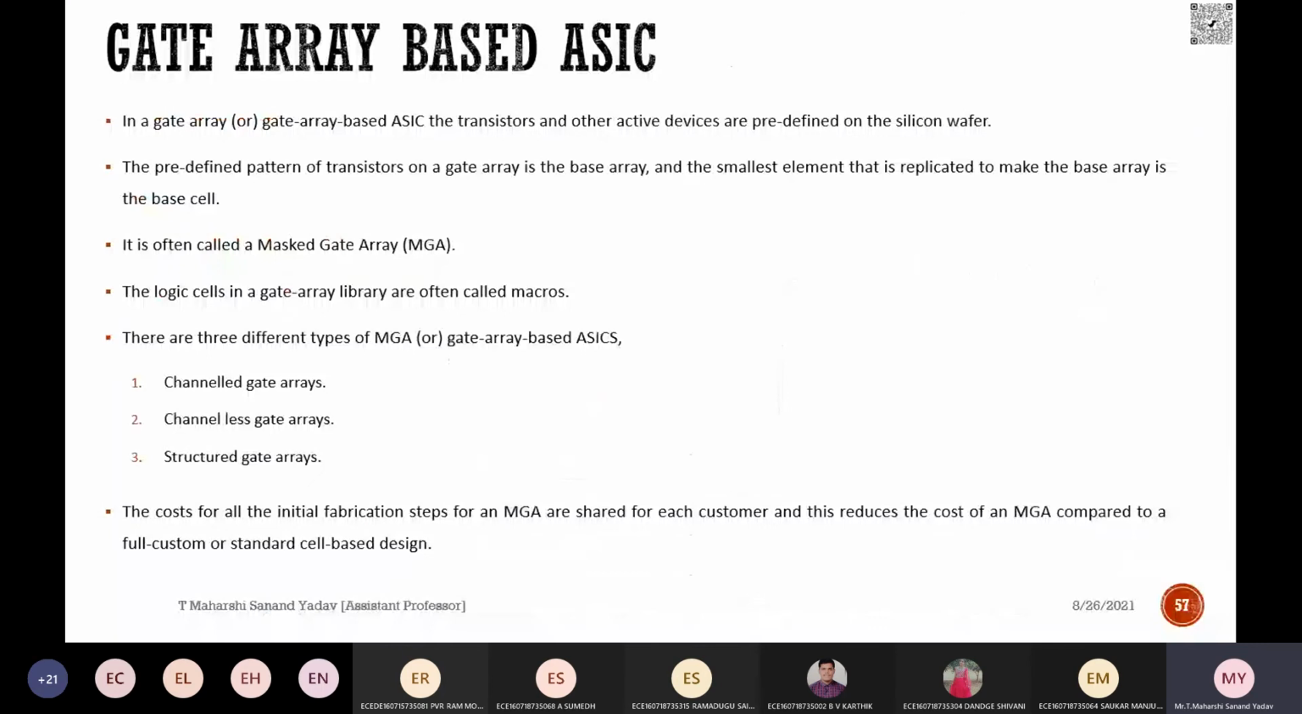So gate array is further classified into channeled, channelless, and structured. In a gate array or gate array based ASIC, the transistors and other active devices are pre-designed on a silicon wafer, which is nothing but a substrate. The predefined pattern of transistors on a gate array is called the base array, and the elements that we use are called base cells.